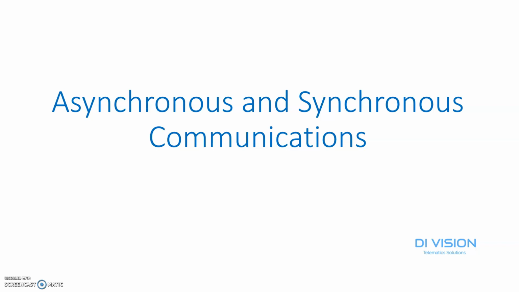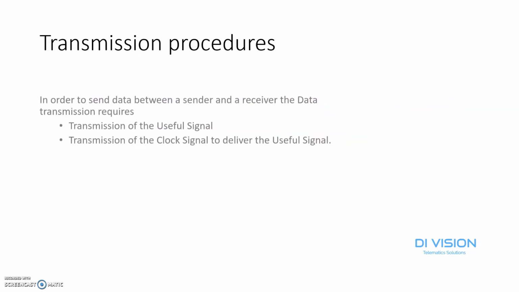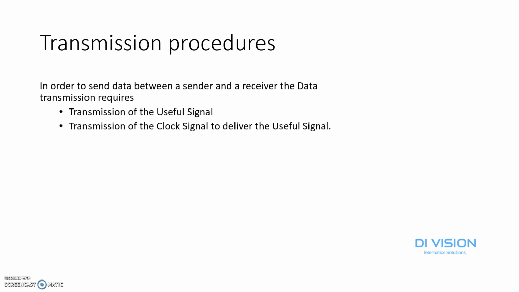Hello, today we are going to discuss asynchronous and synchronous communications. First of all, we'll take a look at the transmission procedures. In order to send data between a sender and a receiver, the data transmission requires the transmission of the useful signal and the transmission of the clock signal to deliver the useful signal.